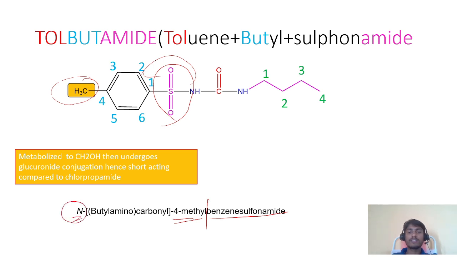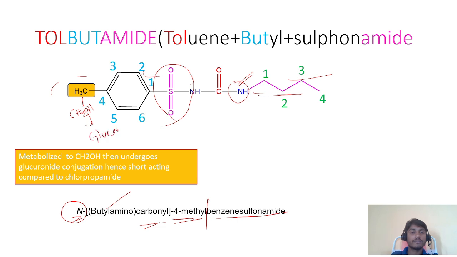Okay. Nitrogen, N position, what does it contain? N-butylamino carbonyl. See, butyl is nothing but these 4 carbons, the amine is this one, and this keto group we can call a carbonyl. So that is tolbutamide. This methyl group can be metabolized to CH2OH. Because of this metabolism, the OH group undergoes glucuronide conjugation, so it can be immediately eliminated from the body. Hence it is a short acting drug.